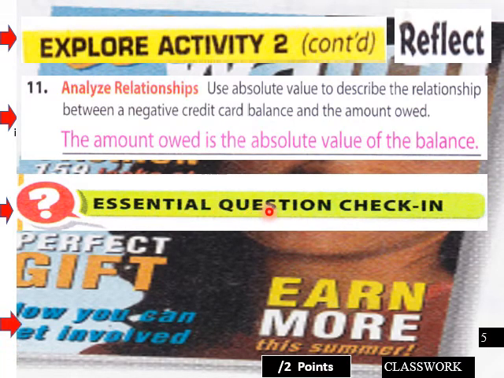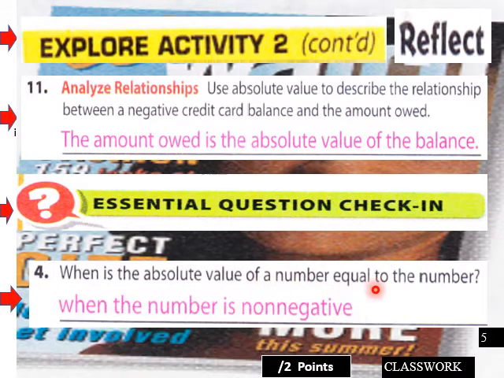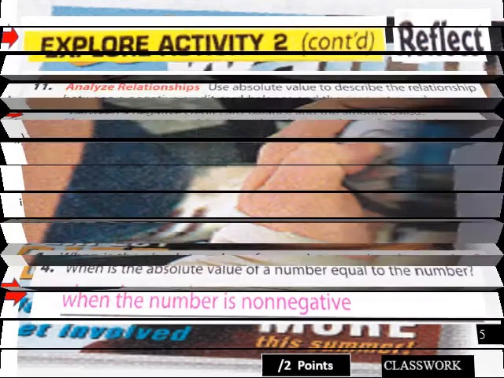And then another essential question here is, when is the absolute value of a number equal to the number? When does that happen? Students, teachers, everybody? When is the absolute value of a number equal to the number? When the number is non-negative, or when the number is positive. A positive number is equal to its absolute value.